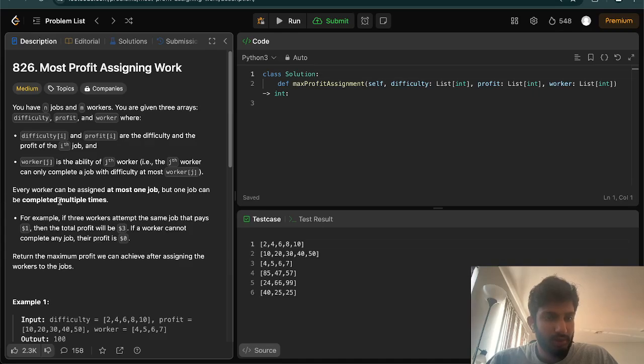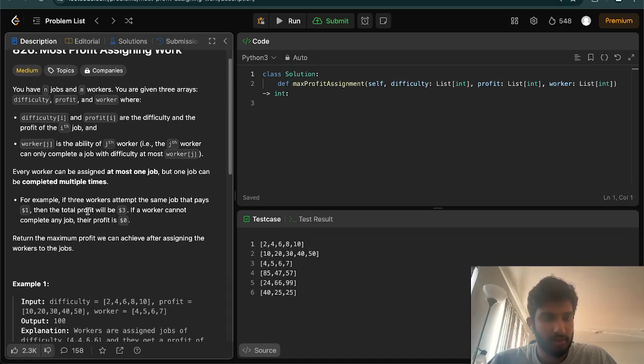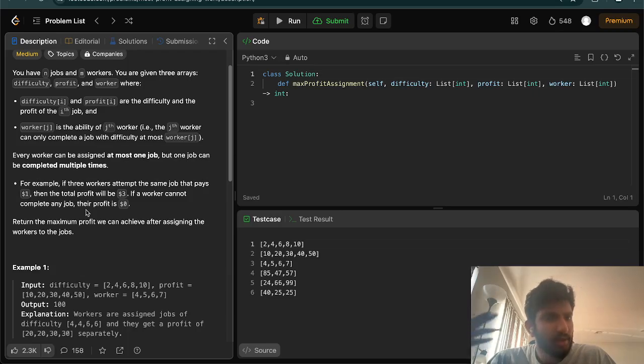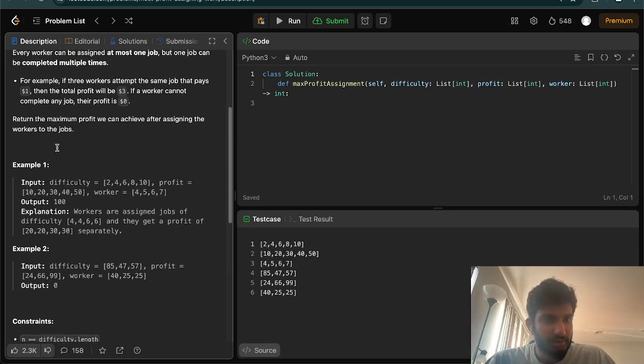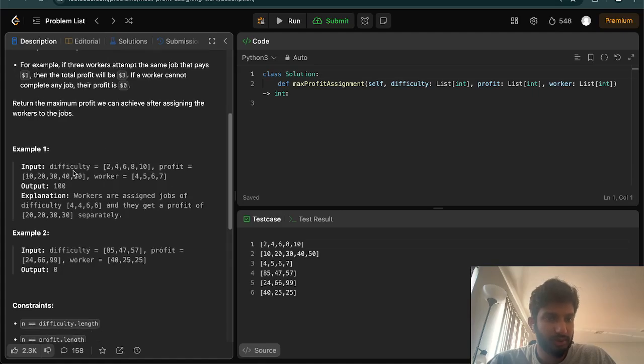And every worker can be assigned at most one job, but one job can be completed multiple times. For example, if three workers attempt the same job that pays $1, then the total profit will be $3. If a worker cannot complete any job, the profit is zero.